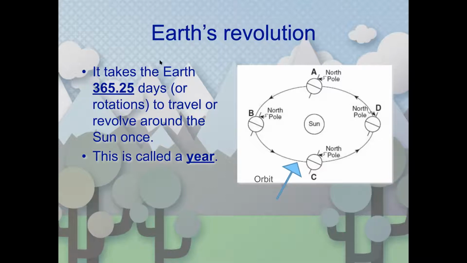If you look at this image here, you can see the tilt of our planet is at an angle. And Ms. Ramirez told you that that angle was 23.5 degrees. And it stays at that angle. It doesn't revert or increase the angle or decrease the angle. It stays at 23.5 degrees.